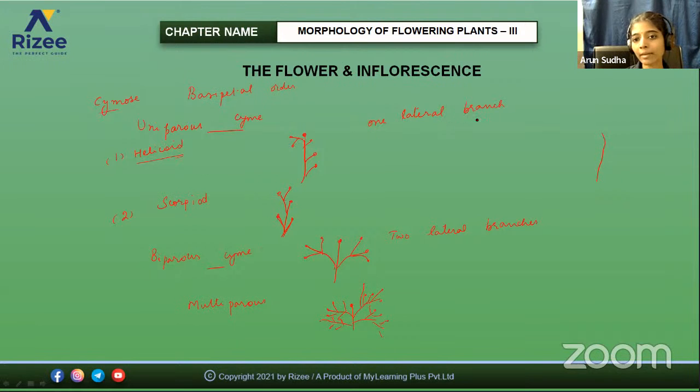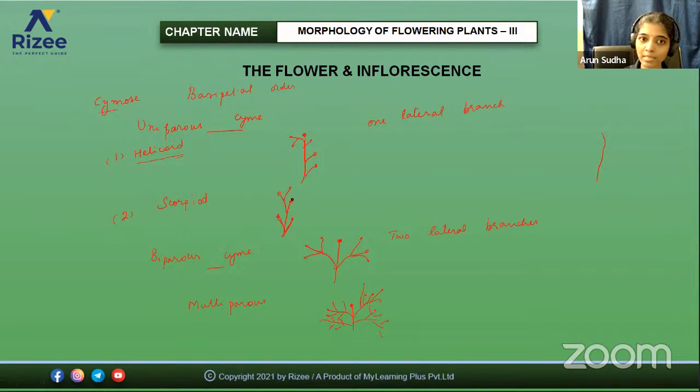Uniparous means only one lateral branch arises, and in the case of biparous, two lateral branches arise, but the main stem will terminate in a flower. If there are many lateral branches and the main stem terminates in a flower, it is multiparous. Under uniparous, there are helicoid and scorpioid types. If the lateral branches produce flowers on the same side, here it is an alternate arrangement. Okay, is it clear about the different types of inflorescence?